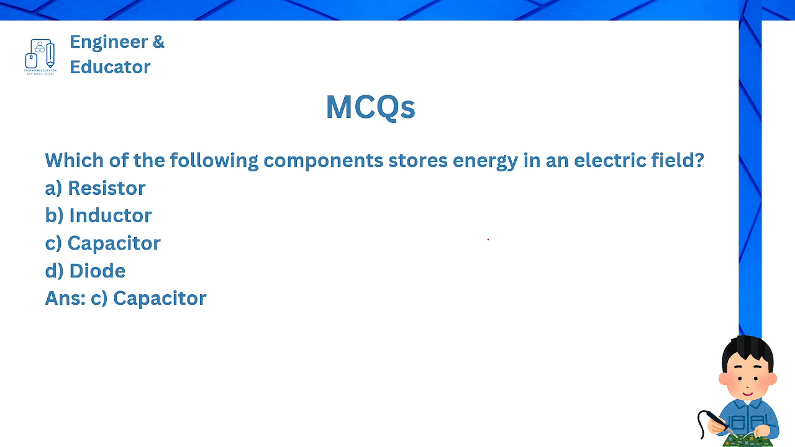Next question: which of the following components stores energy in an electric field? Capacitor stores energy in the form of an electric field. In a capacitor, we have seen that two charged metal plates are there. Once a voltage is applied, if this is positive and this is negative, this plate gets a positive charge and this gets a negative charge.